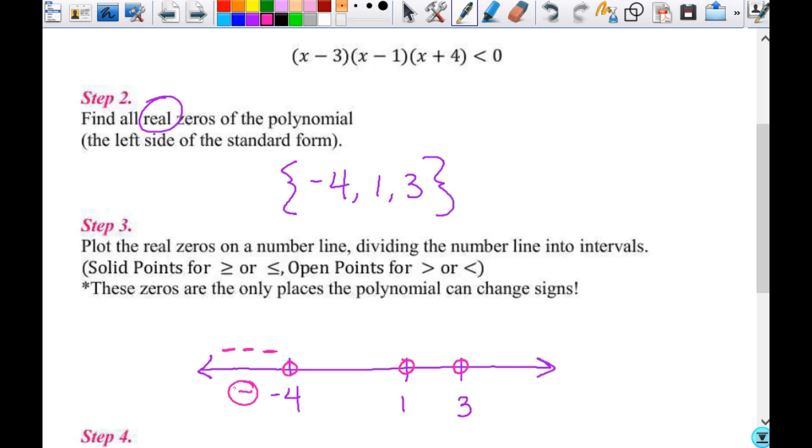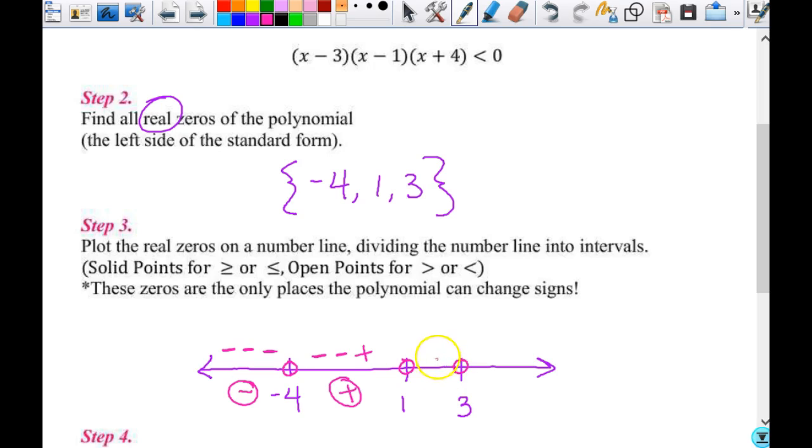So then in here, I'll pick an easy one. Let's pick 0, right? So 0's in here. If I plug in 0 here, I would get negative. Plug in 0 here, I would get negative. Plug in 0 here, I would get positive. So negative times negative times positive is positive. Everybody with me? Only looking at the signs.